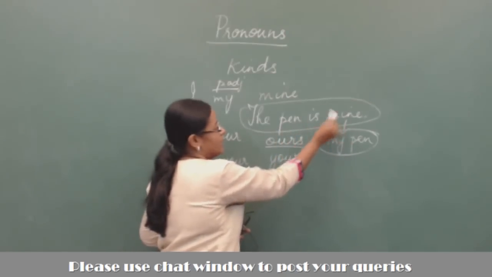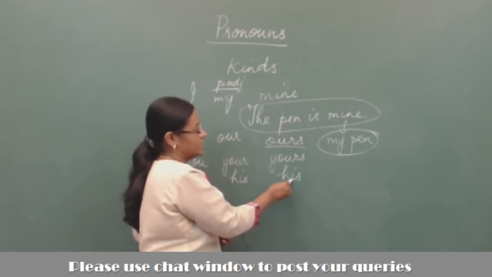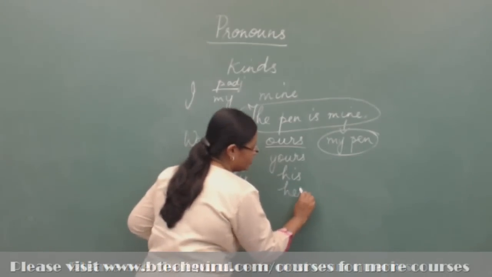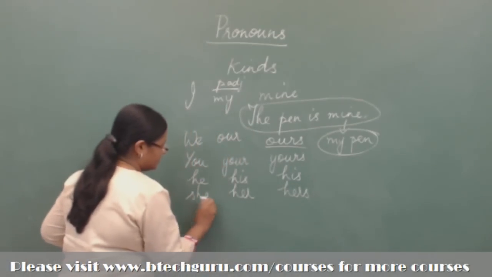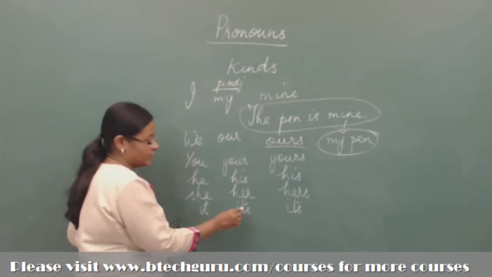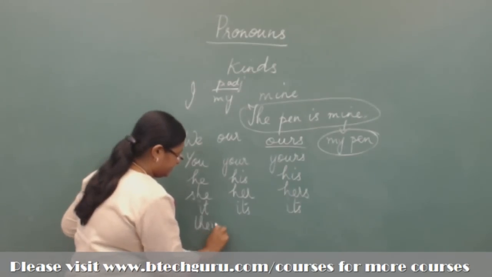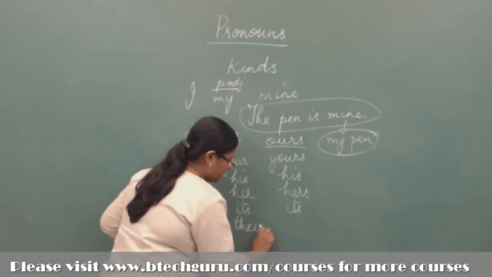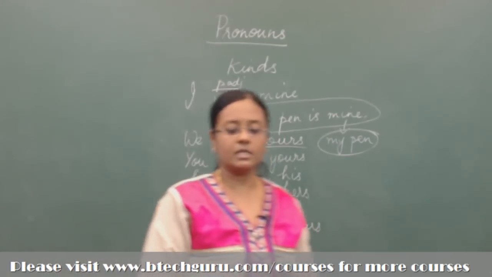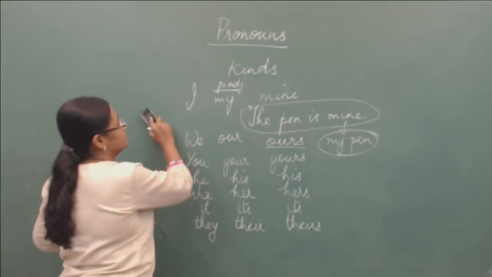The pen is mine. The house is ours. The book is yours. The bag is his. Here it is her and the pronoun is hers. It, its. I hope you remember the use of the apostrophe here. Remember not to use the apostrophe here. And they, their and theirs. So these are the personal pronouns because they are substituted for the first person, second person and the third person.